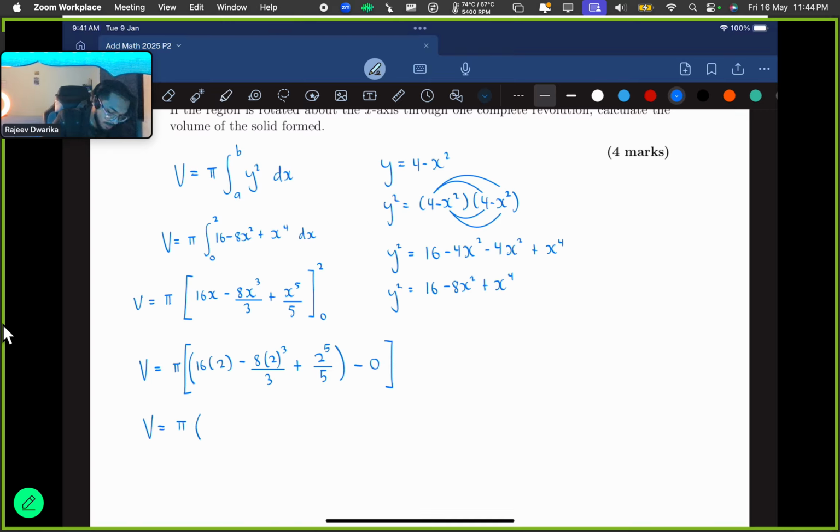And so that's going to be 16 by 2 is 32. That'll be 8. That'll be minus 64 over 3. That's going to be 32 over 5.